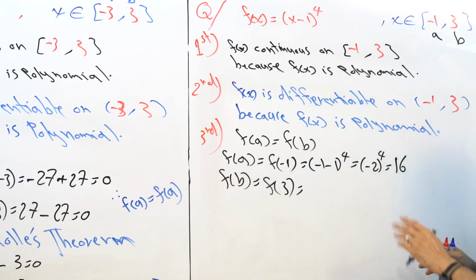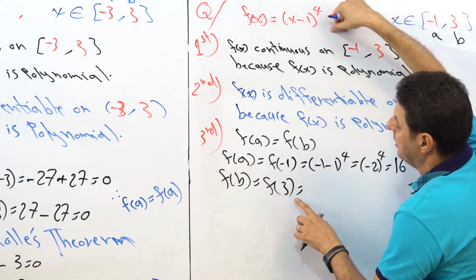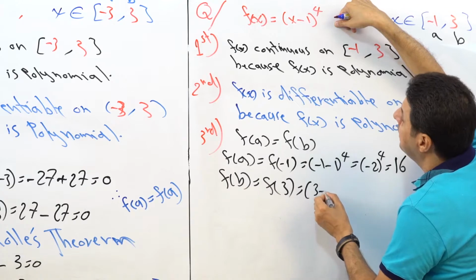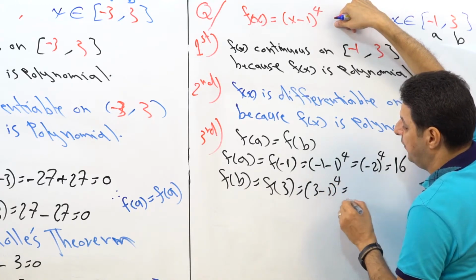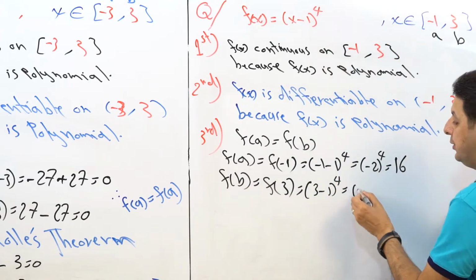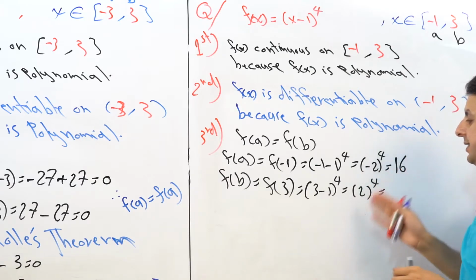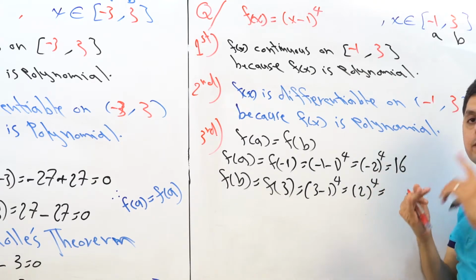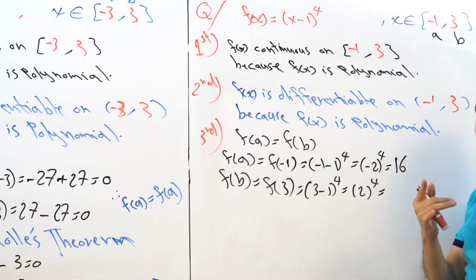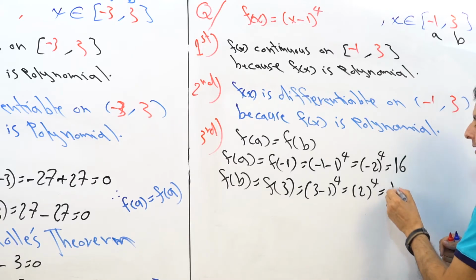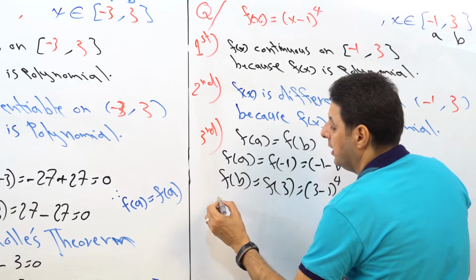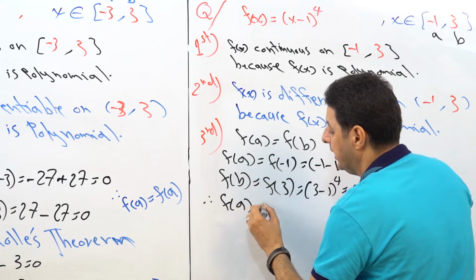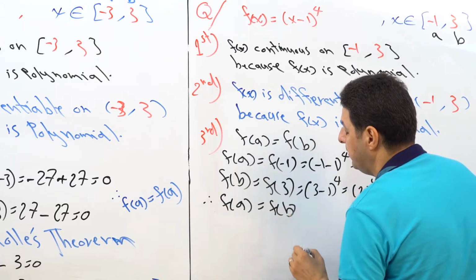f of B, where B is 3. Also substitute every x by the number 3. 3 minus 1, to the power 4. 3 minus 1 is 2, to the power 4. In the same way, 2 to the power 4 is 2 times 2 times 2 times 2, which equals 16. That means f of A equals f of B.